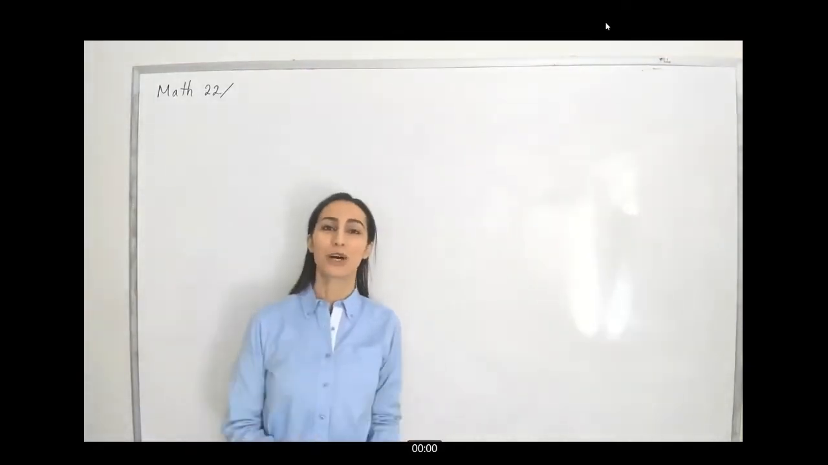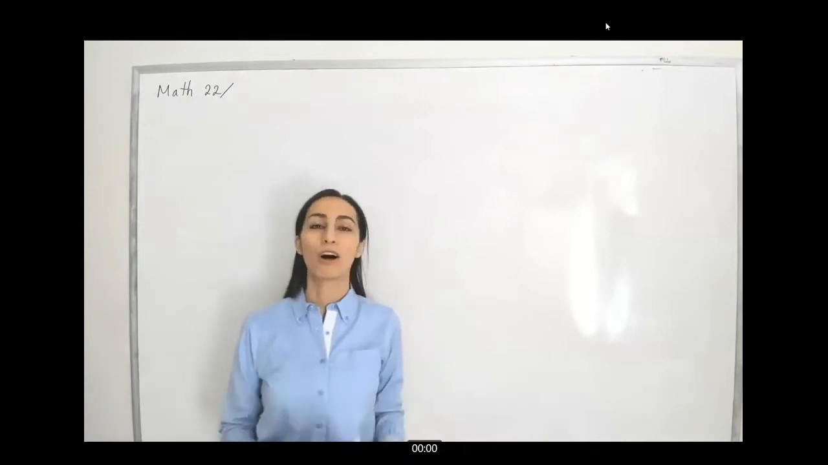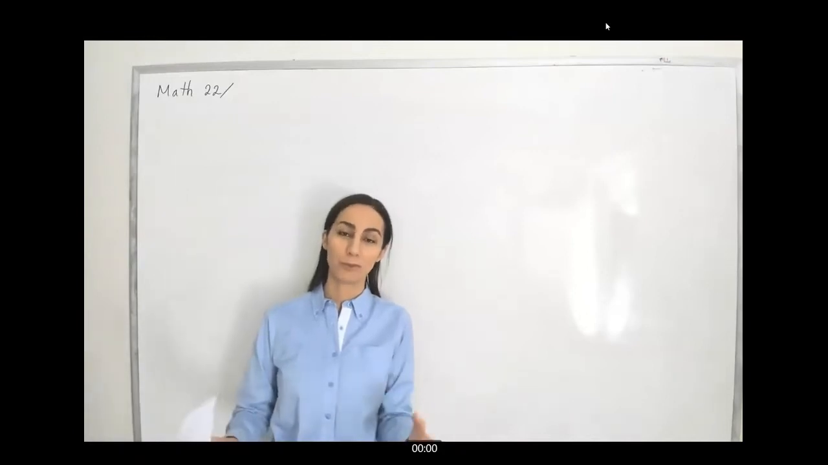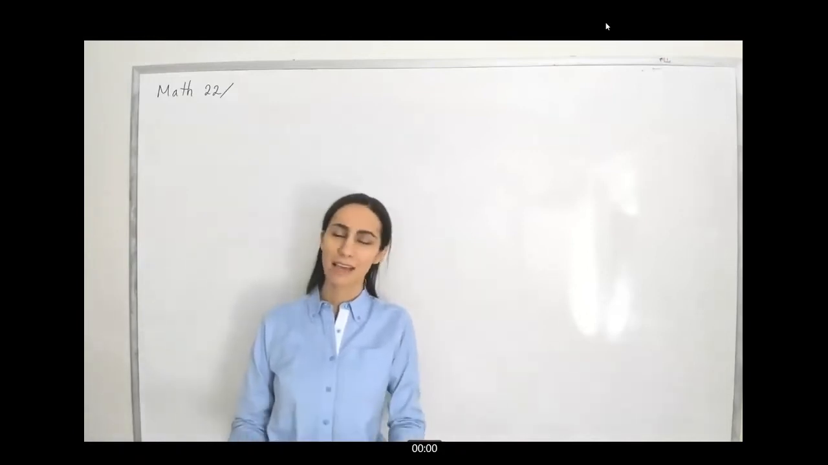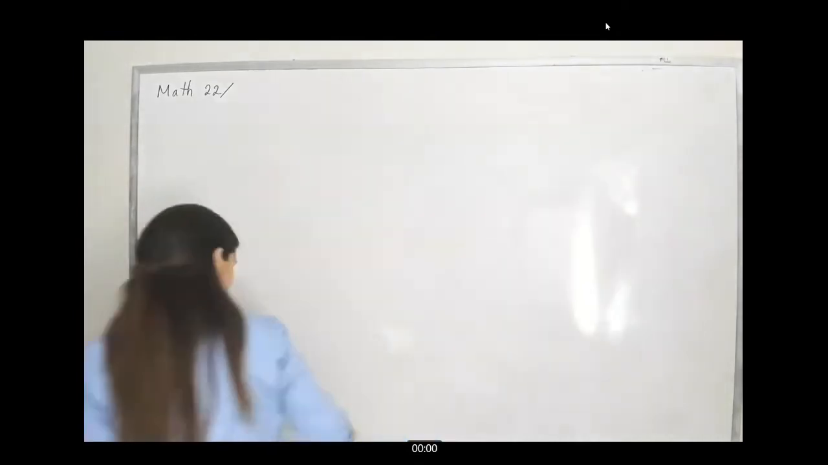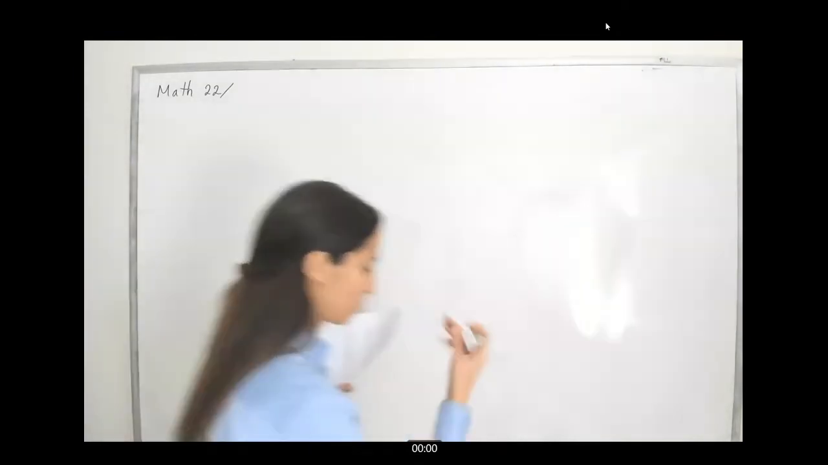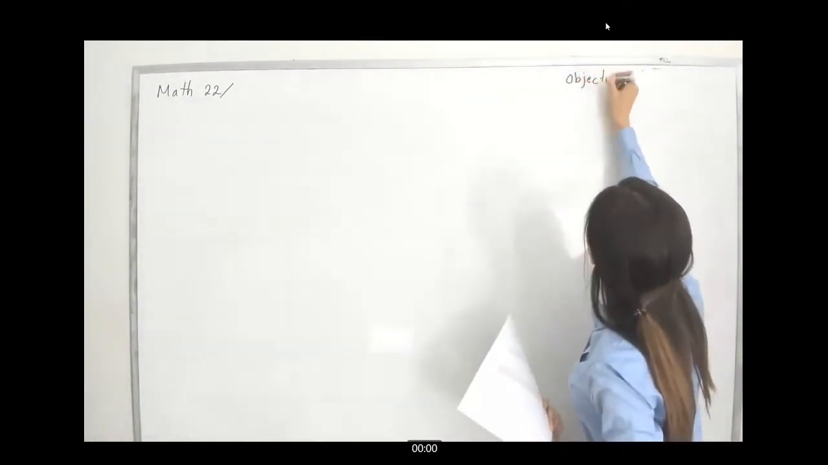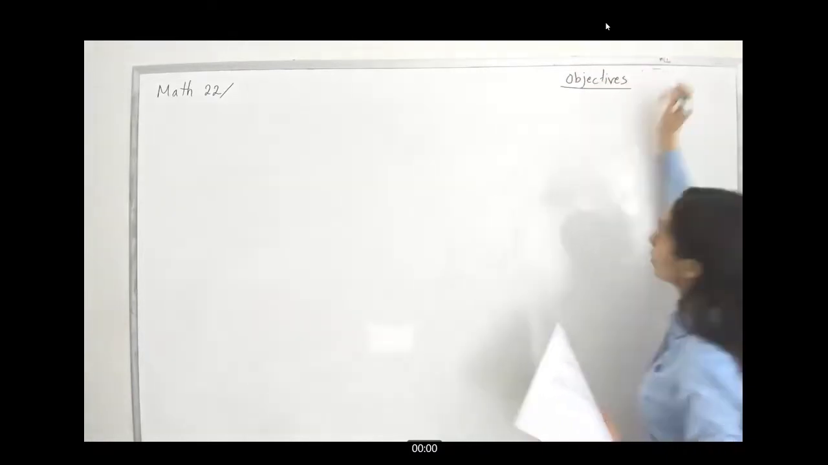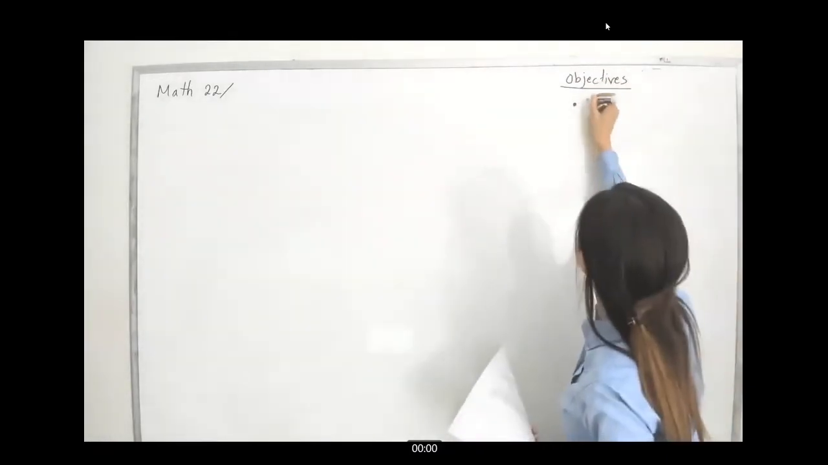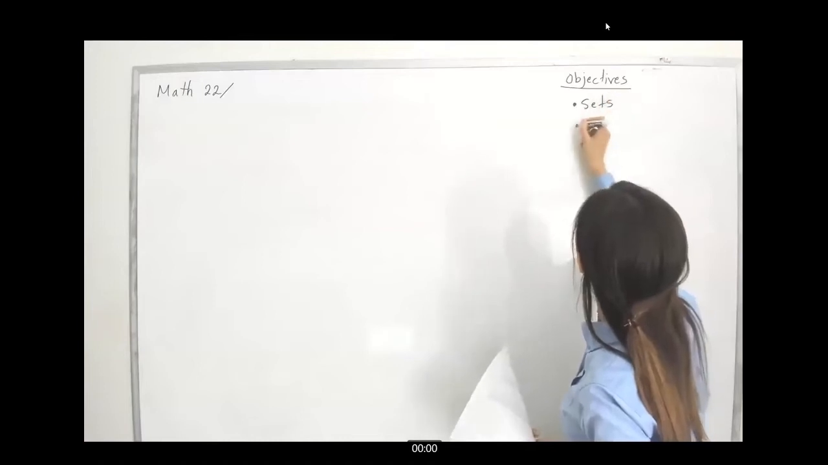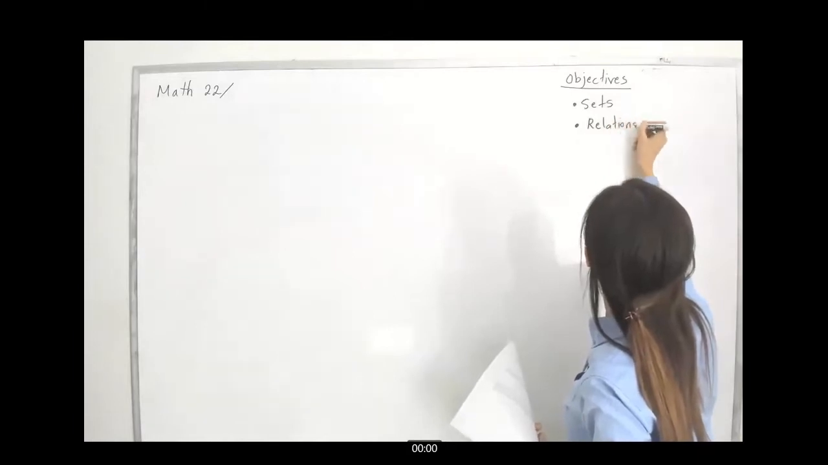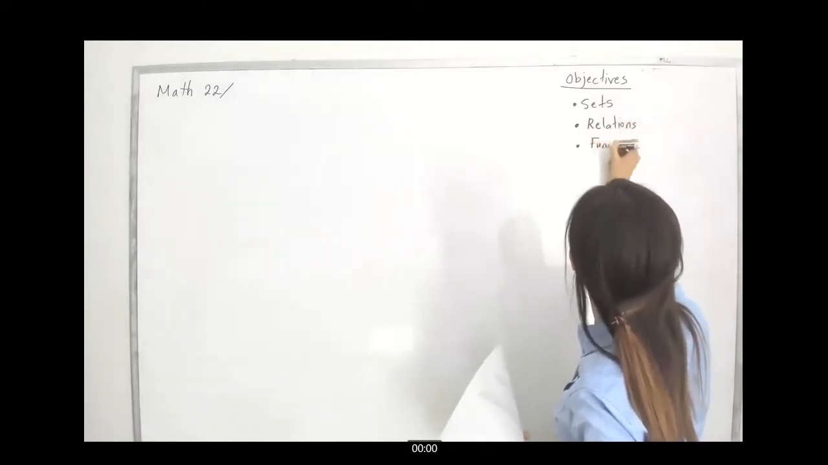Well, today we're going to talk about sets. What is a set? A set is a collection of objects, numbers, and so on. So let's write down this definition here. Before writing down the definition, let's talk about the objectives of today's lecture. We're going to talk about sets. We're going to talk about relations, and finally, a function.